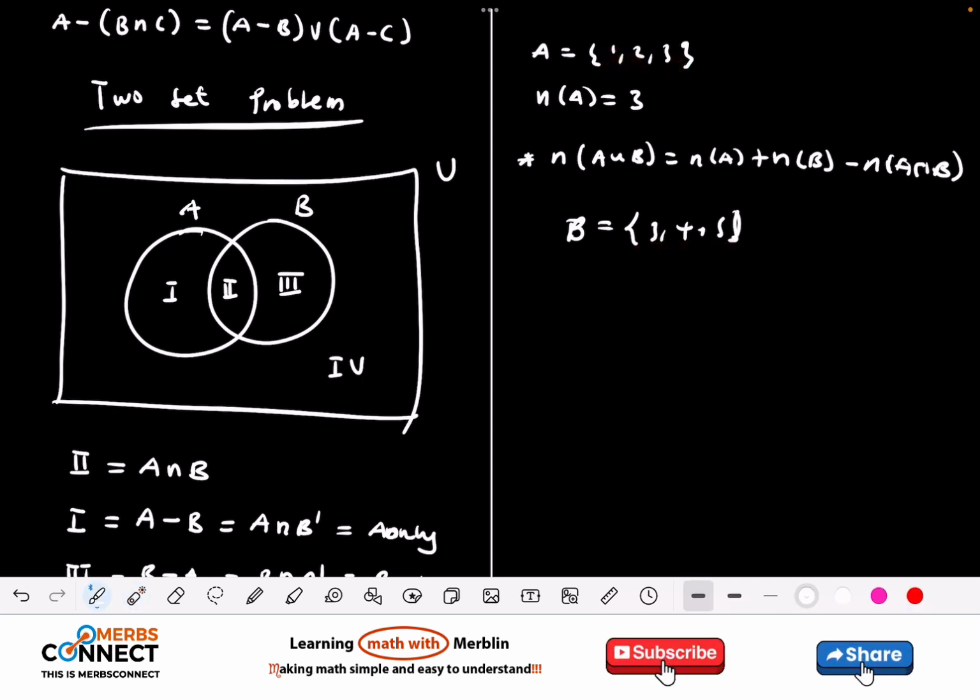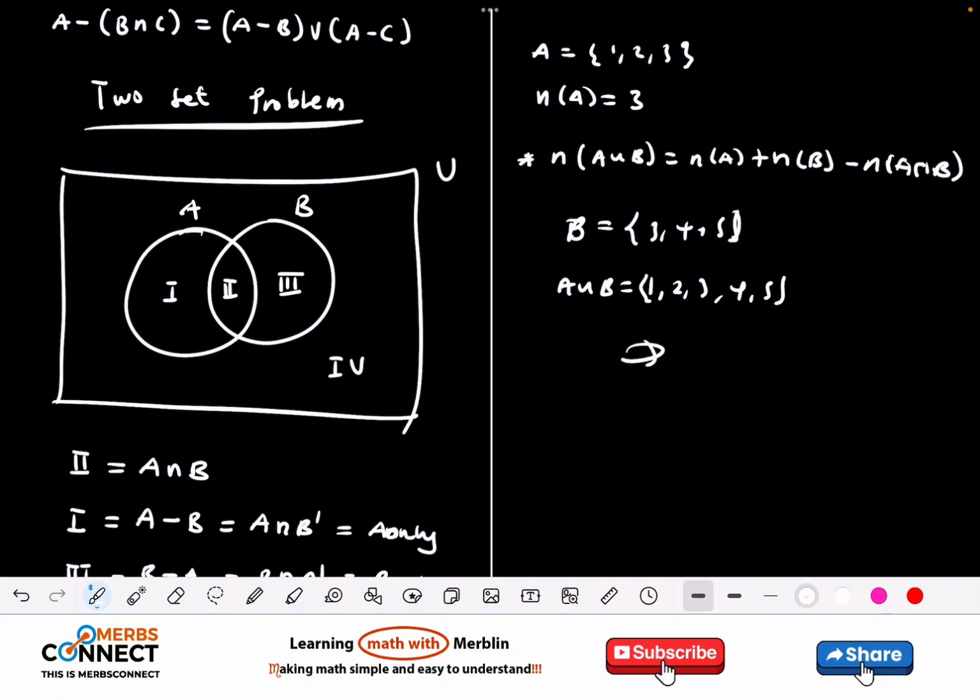Now what is A union B? A union B is going to be 1, 2, 3, 4, and 5. What is happening here? We can see that there was one element, 3, in both sets, but we didn't write it twice. So it's like we are subtracting one of the numbers. Now the number of elements in A union B is 1, 2, 3, 4, 5.